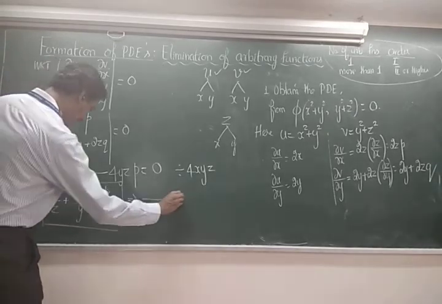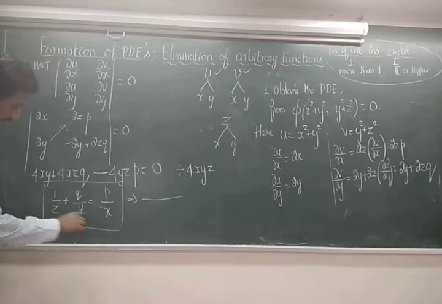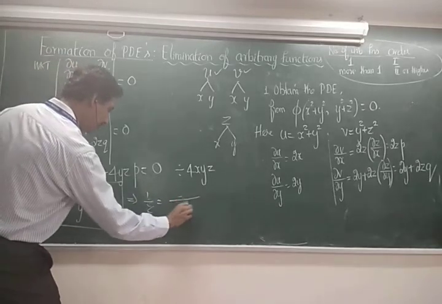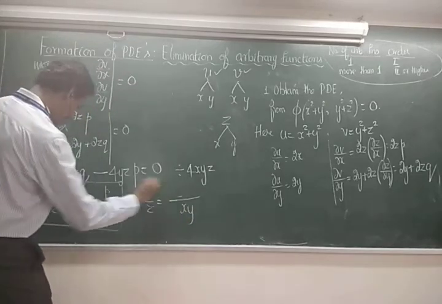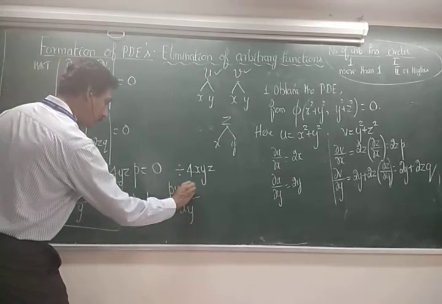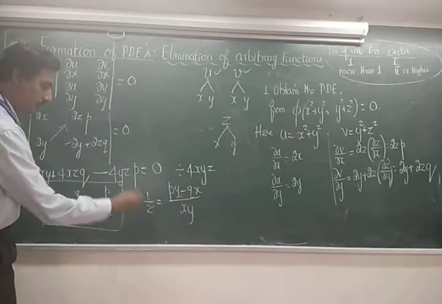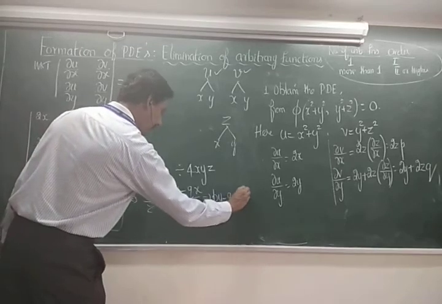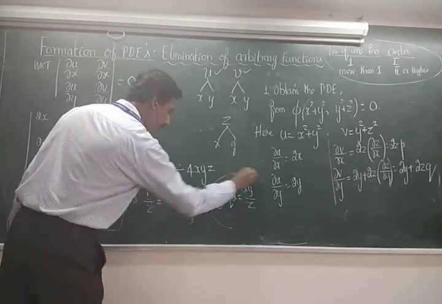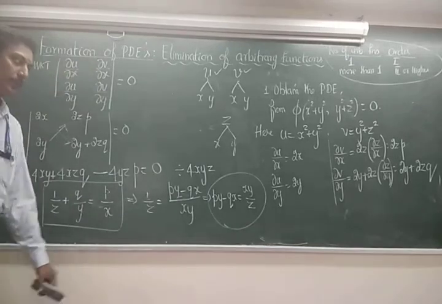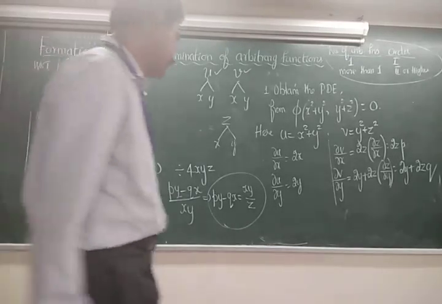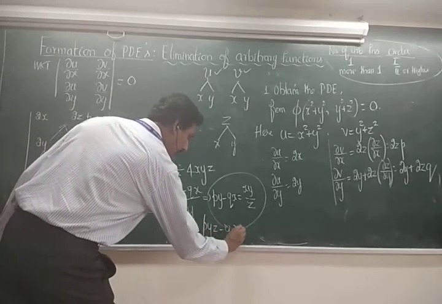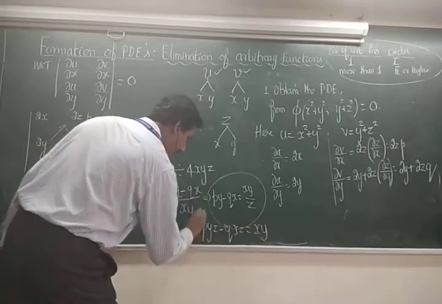By this way, 1 by z is equal to, xy is the LCM, so it is py minus qx. Let us cross multiply this, we get xy by z. Otherwise it is py minus qx is equal to xy by z. Otherwise, multiplying z to the other side, you get z into py minus qx equal to xy. That is also the correct answer. In this case, p into yz minus q into xz is equal to xy. That is also the correct answer.